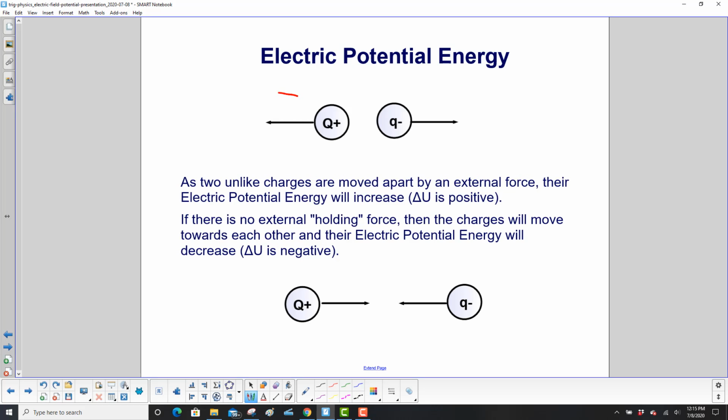What if we have two unlike charges? Well, if we move them apart by an external force, their electric potential energy will increase. Okay, it's just like moving a rock off the ground. The potential energy increases, which means delta U is positive. And if you let the rock go, what's going to happen? Or this charge, it'll get attracted again. If there is no external holding force, like we just said, then the charges will move towards each other and their electric potential energy will decrease. Delta U is negative.